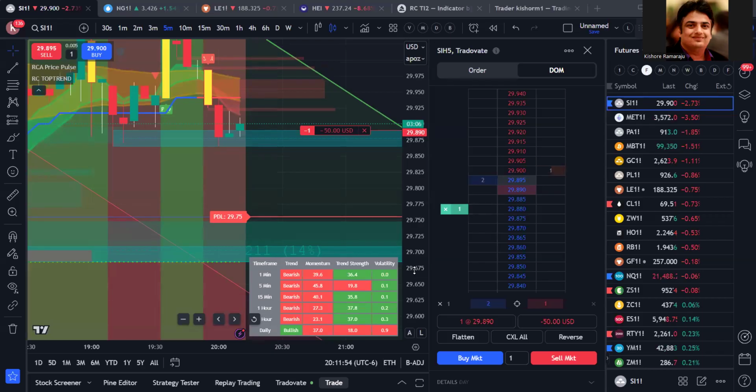Otherwise, there are some prop firms where you have to take the trades in a paper account and then you have to complete certain target. Once you complete the target, then they will give you a real account. Until that time, whatever you do, that will be in a paper account.